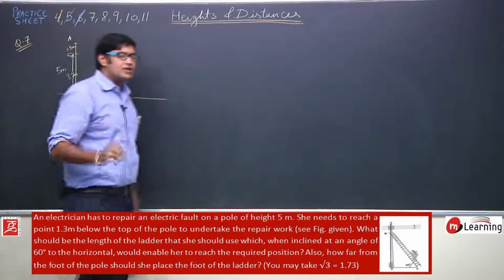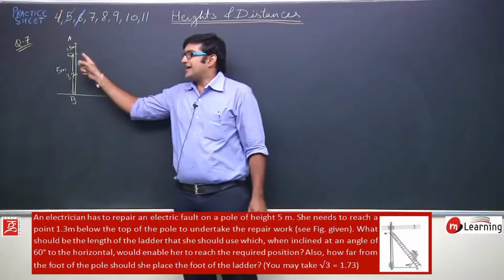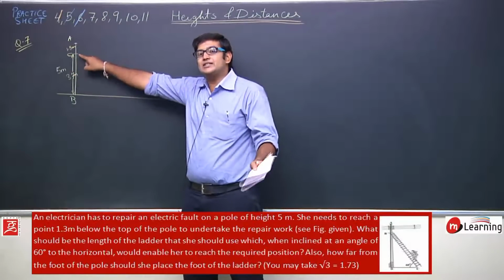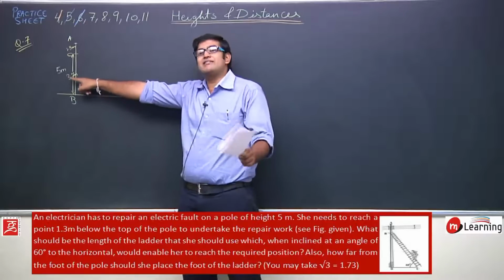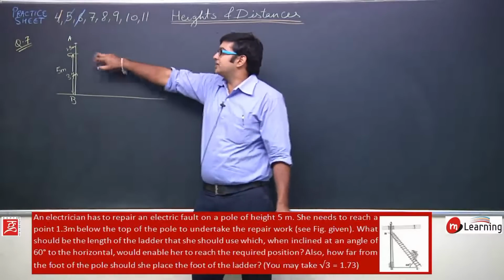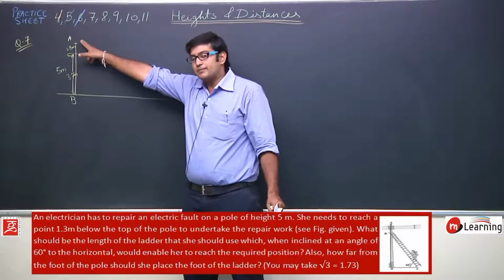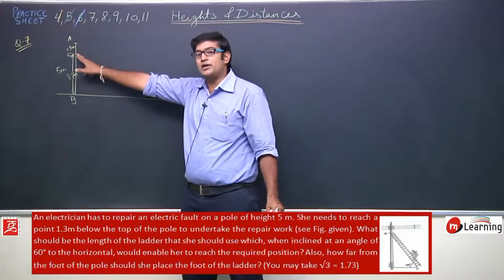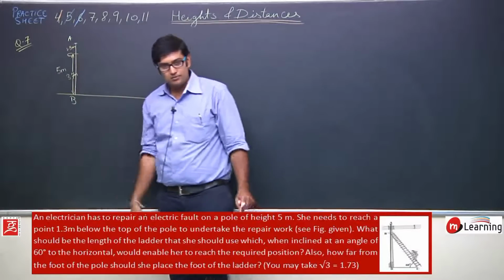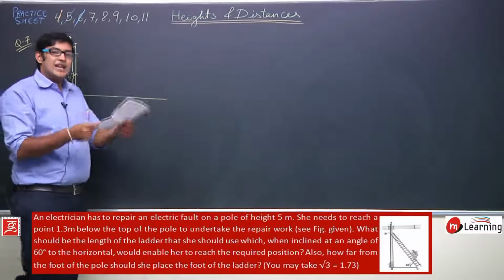So what does this BC mean? This means that the electrician has to climb only up to this point, that is only up to 3.7 meters from the ground to repair this pole, okay, because he did not need to move to the point A for repairing. He just moves to point C, which is 3.7 meter above the ground, and he can repair the pole. So now he is using a ladder.